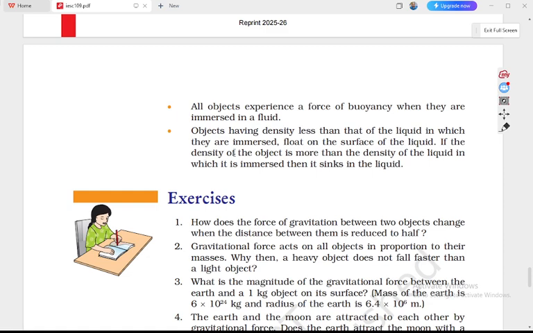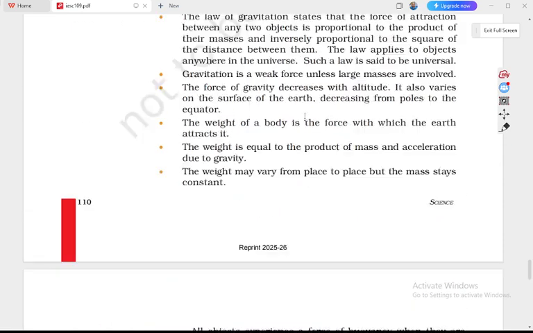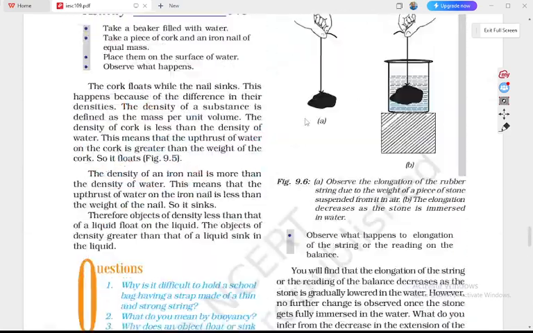Right? These are the various activities we have done and we have learned about the gravitational force.